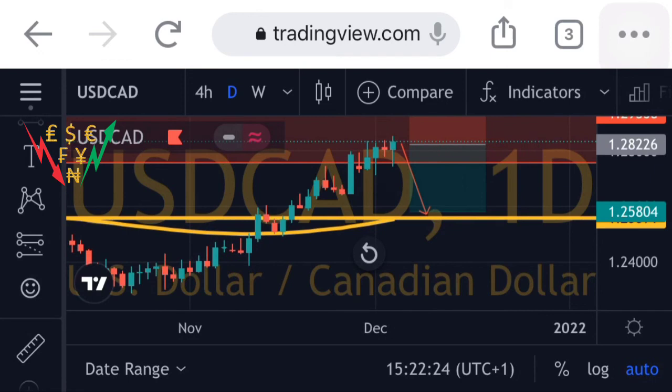So guys, our sentimental bias for the USD/CAD is bearish. That means we're looking forward to shorting the USD/CAD. So with that said, see you in the market. See you around. Let's go make some money.